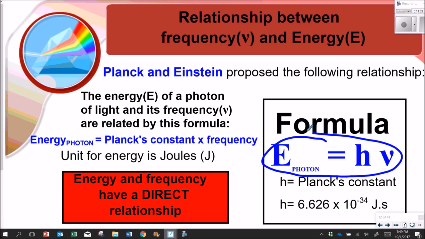E is the symbol for energy. h is Planck's constant, which is 6.626 times 10 to the negative 34 joule seconds. Again, this is given to you on your formula chart, so you do not have to memorize it. The unit for energy is joules. Energy and frequency, note, have a direct relationship. When energy goes up, the frequency goes up, and vice versa.